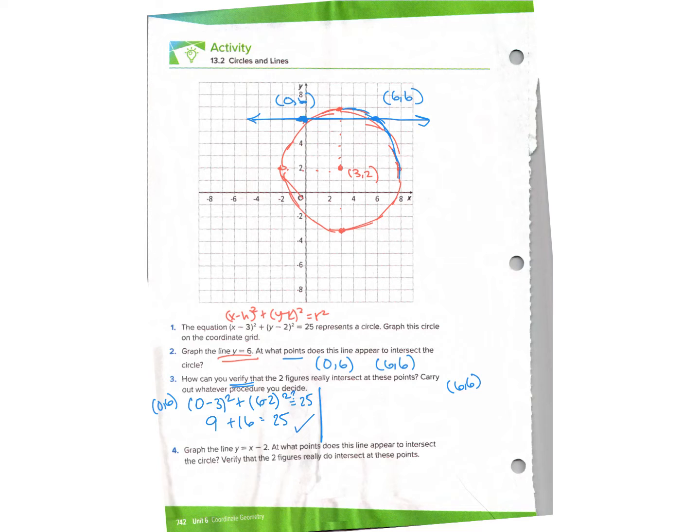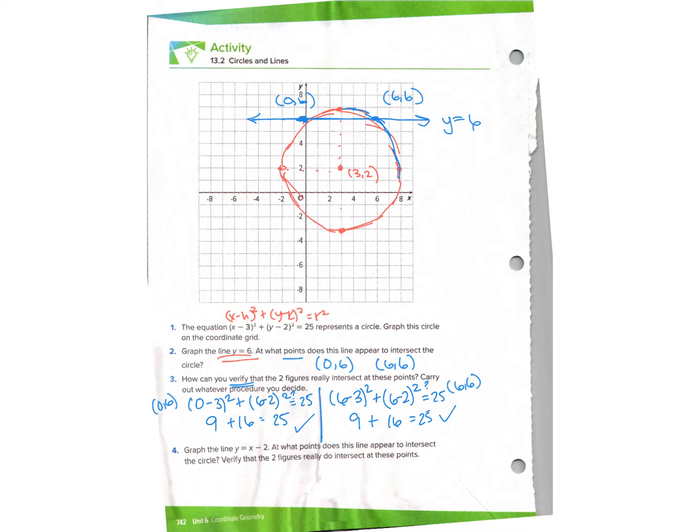Let's test 6, 6 now. So (6 minus 3) squared plus (6 minus 2) squared, and I'm trying to see if that is 25. So I get 3 squared, which is 9, another 4 squared, which is 16. So yep, that one works out too. So I have now verified that my intersection points between the circle and my line y equals 6 are 0, 6, and 6, 6. Let's look at number 4.